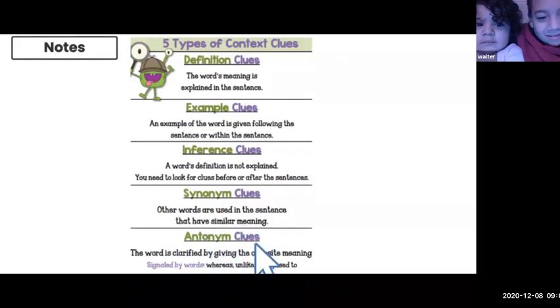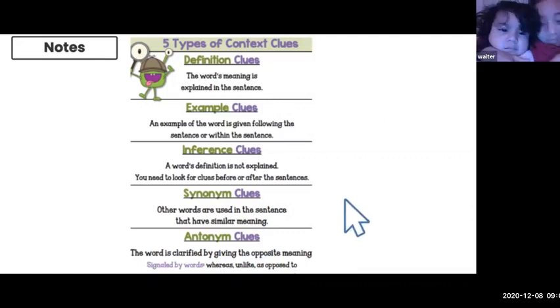And antonym clues. The word is clarified by giving the opposite meaning, signaled by words like whereas, unlike, as opposed to. The biggest ones that we have been using are inference clues and synonym clues.